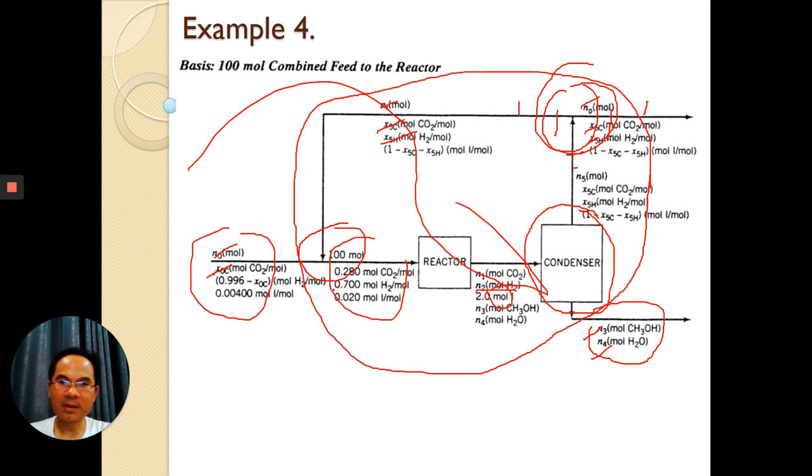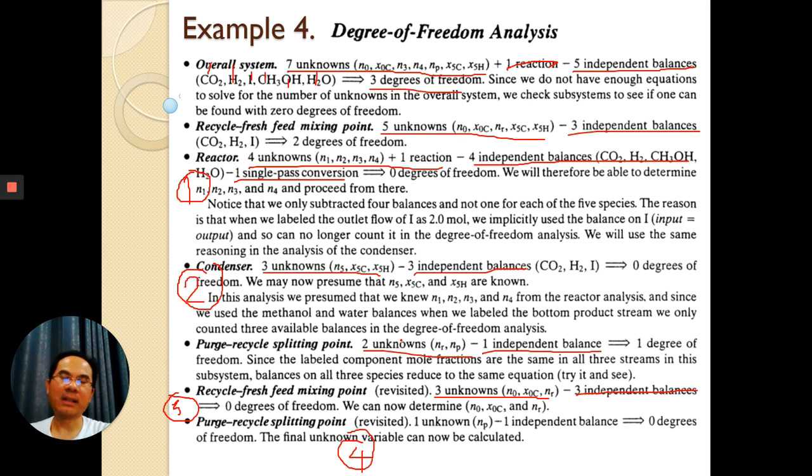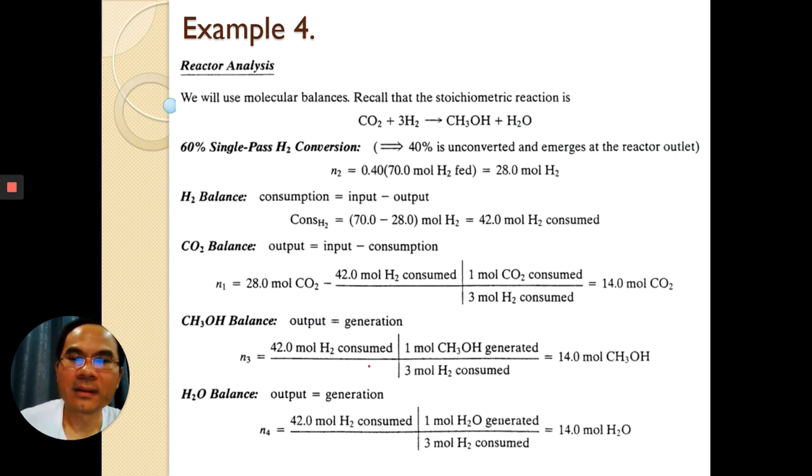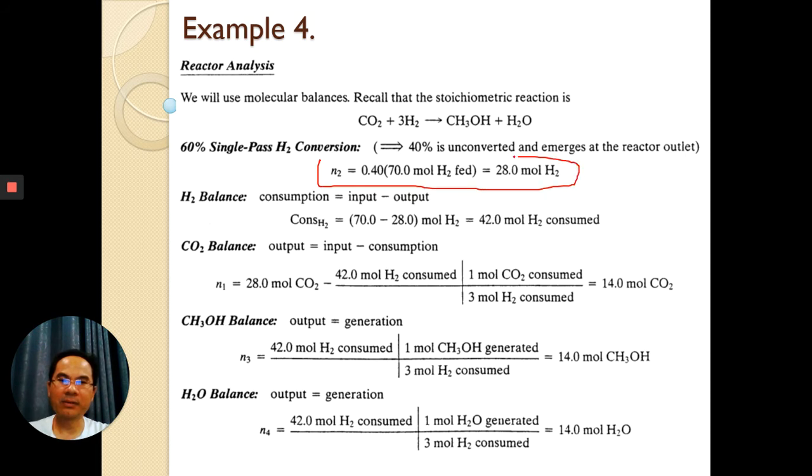Feed hydrogen is 0.7 multiplied by 100, which is 70 mole hydrogen. The unconverted hydrogen is 40%, equal to 0.4 multiplied by feed hydrogen. You get output hydrogen N2 as 28 mole hydrogen. This is based on single pass conversion. And then you do the balance for reactor analysis.